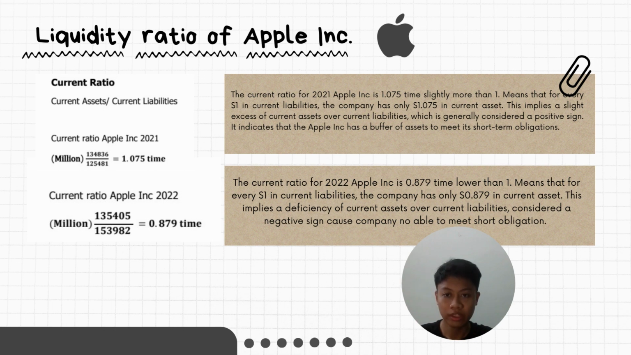Liquidity ratio of Apple Inc. Current ratio formula: current asset divided by current liabilities, as we have calculated for 2021 and 2022. The current ratio for 2021 Apple Inc. is 1.075 times, slightly more than 1, which means that for every $1 in current liabilities, the company has only $1.075 in current asset.